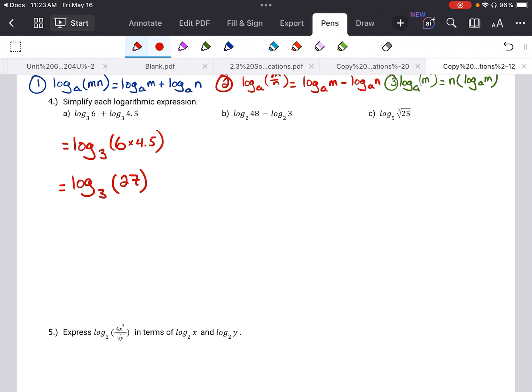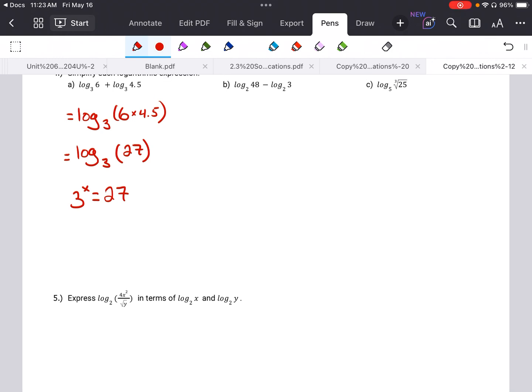Okay, now we convert this into exponentials. So it says 3 to the power x equals 27. And we know that 27 is the same as 3 to the power 3. Therefore, x equals 3.